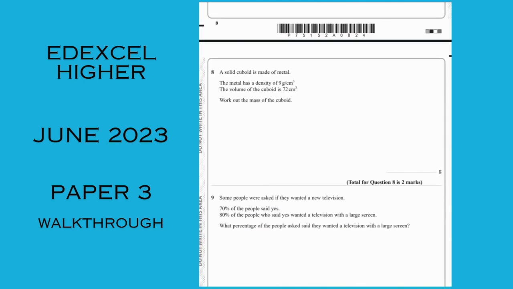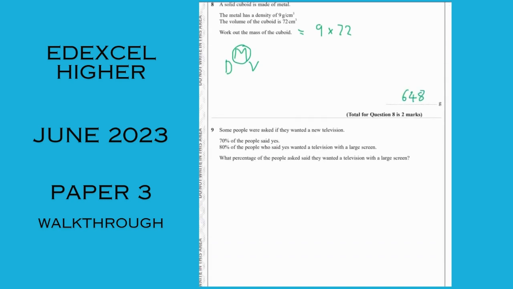Rate, grams, centimeters cubed, good old DMV. Work out the mass. So to work out the mass, it's density times volume. And that's it. So we've got 9 times 72, 648 grams. Keep them like that.